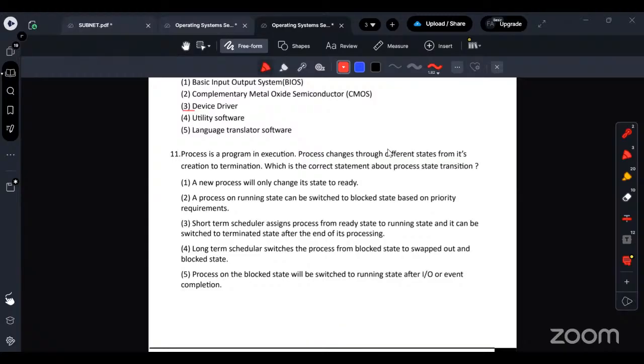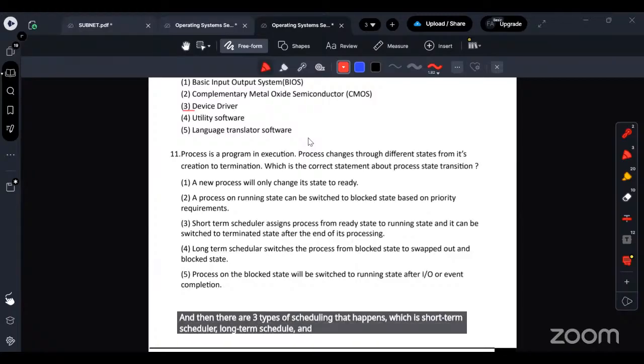So next is about the process state transition. You know, there are 7 states, and there are 3 types of scheduling that happen, which are the short-term scheduler, long-term scheduler, and mid-term scheduler.